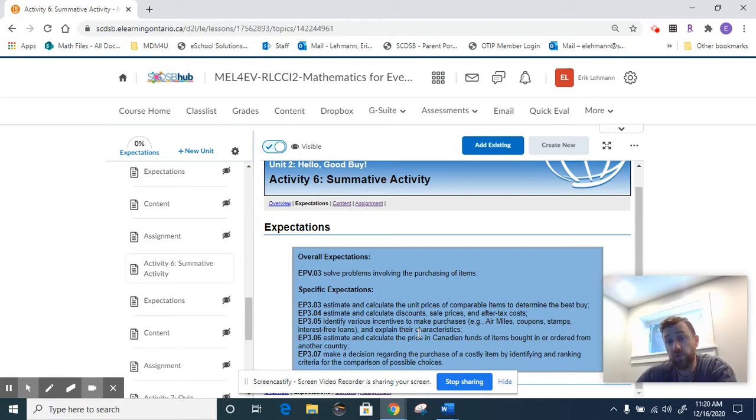The other thing we might want to think about is what funds the item is in, because we just did unit conversion on buying stuff around the world. We need to convert currency. If we're buying stuff in US dollars, we've got to convert that to Canadian dollars. So all of these things come together to help us with our summative activity in our unit here.